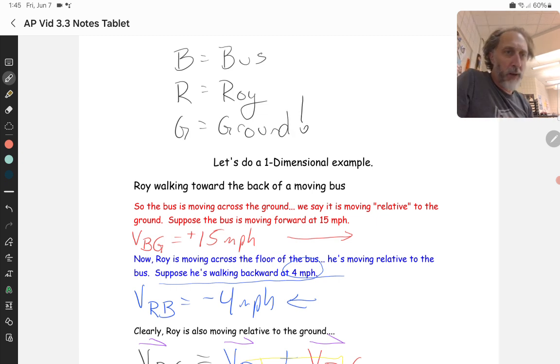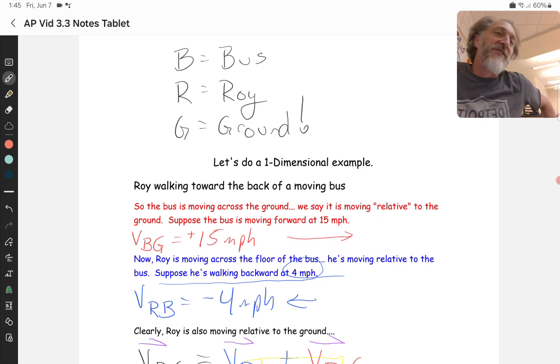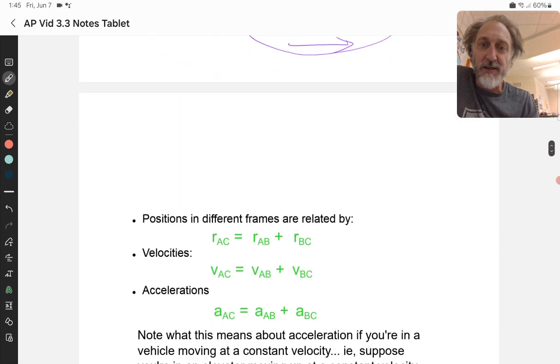In a minute, we're going to do a problem about a bug crossing a conveyor belt. And so both bug and belt begin with B. So I need to know when you write down B, what does that mean? All right?